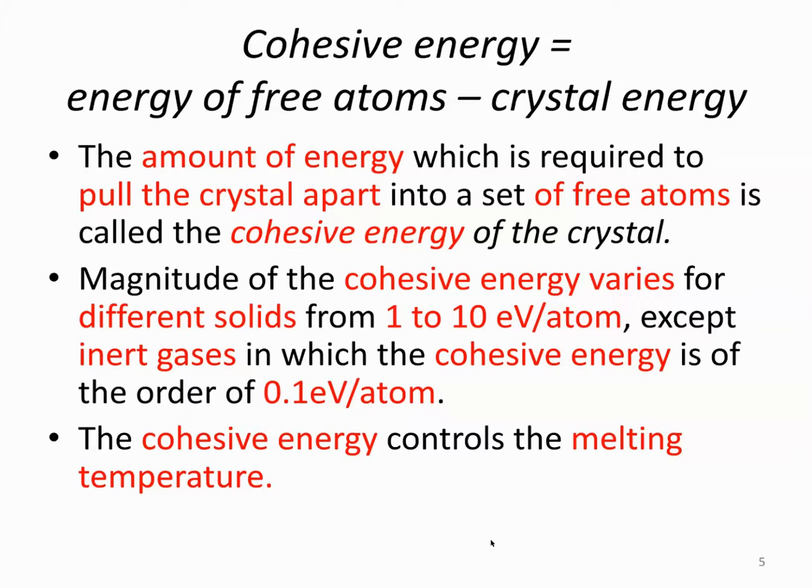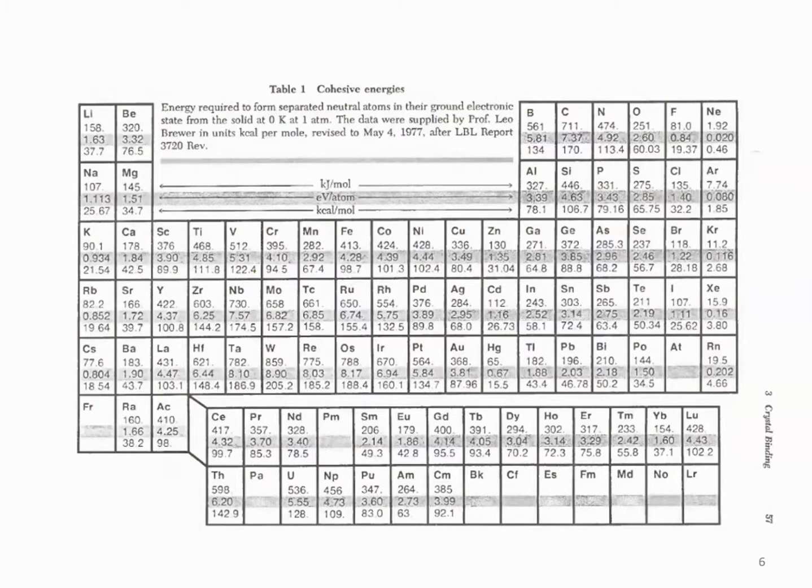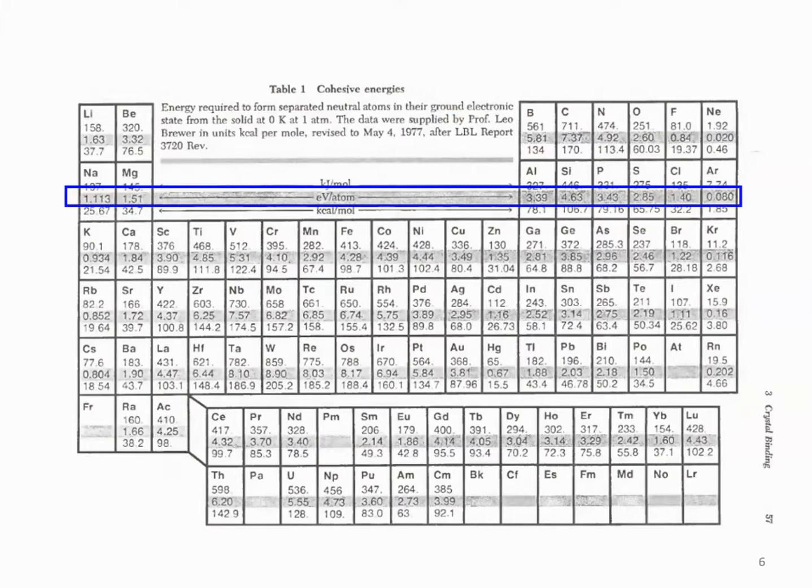The cohesive energy controls the melting temperature. So we can see from here the cohesive energy: 0.13 for sodium, 1.51 for magnesium, 3.39 for aluminium, 4.63 for silicon, and so on and so on.